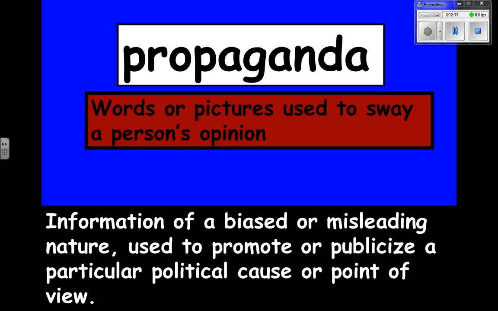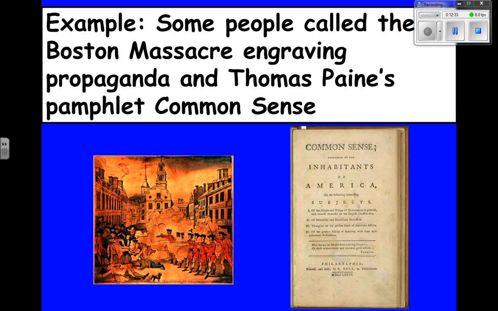Hey, that was another vocabulary term. Propaganda. Words or pictures used to sway a person's opinion. Information of a biased or misleading nature. It can be used to promote or publicize a particular political cause or point of view. Well, how was it used during our unit of study?